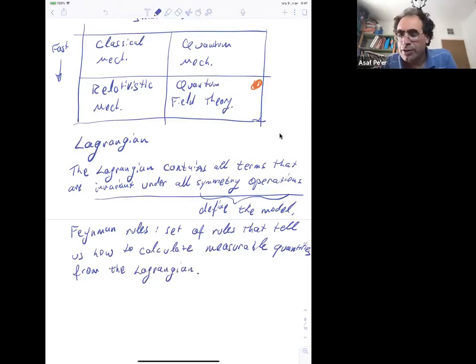So we set the Lagrangian, we set symmetries, and then we use Feynman rules. Well, we know what the symmetry operators are, and then we use Feynman rules to calculate things such as the decay rate, the decay probability, what's called a cross section, which describes scattering. These are essentially the things that we can measure.